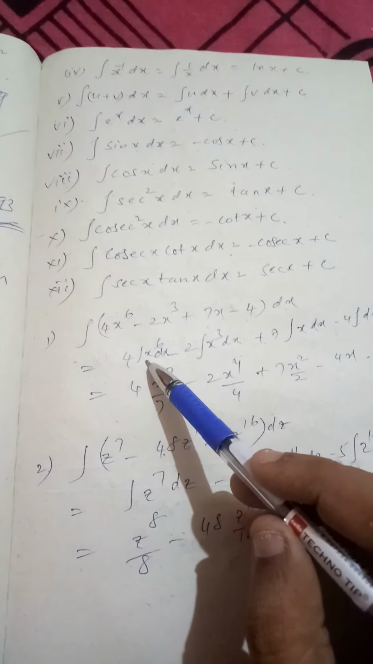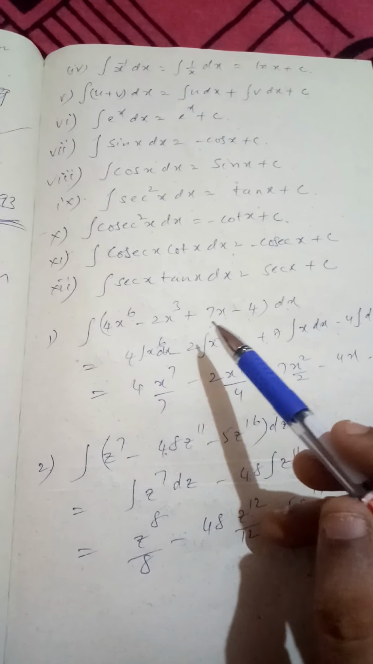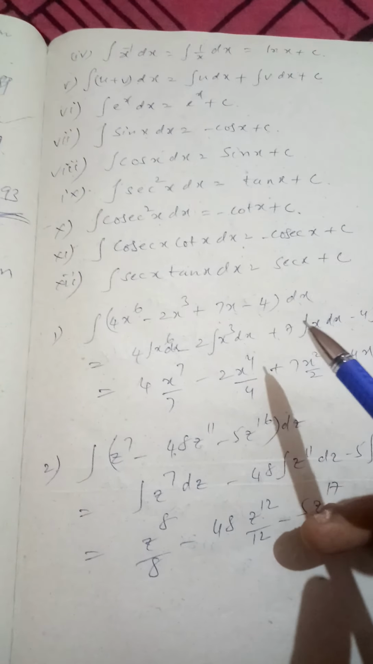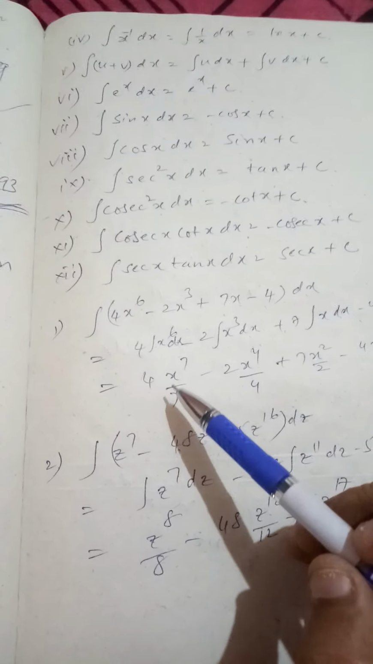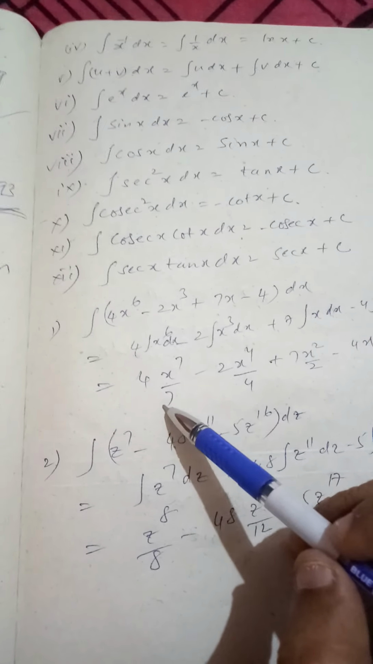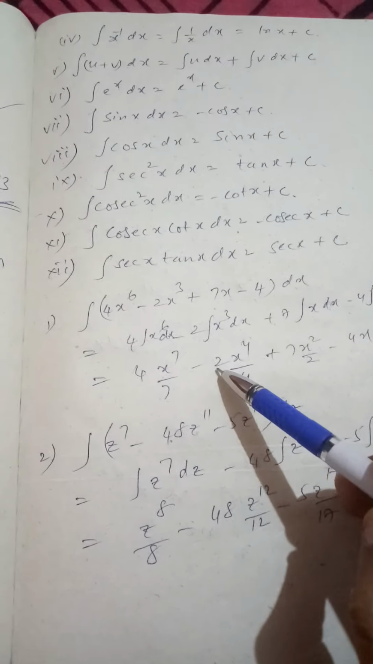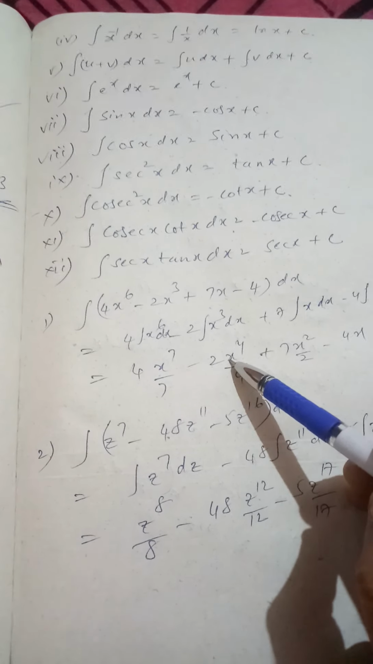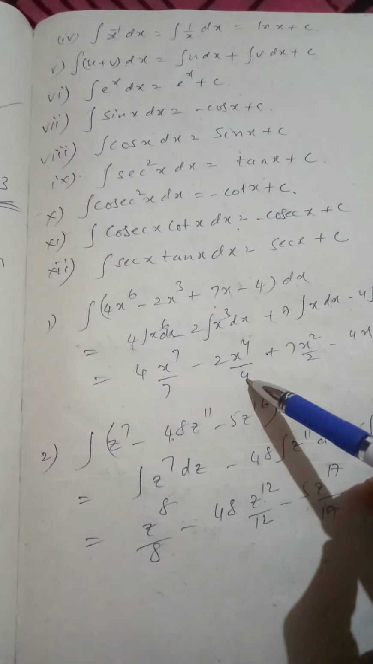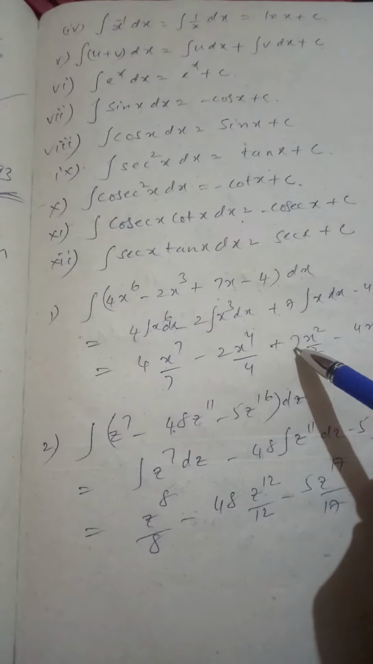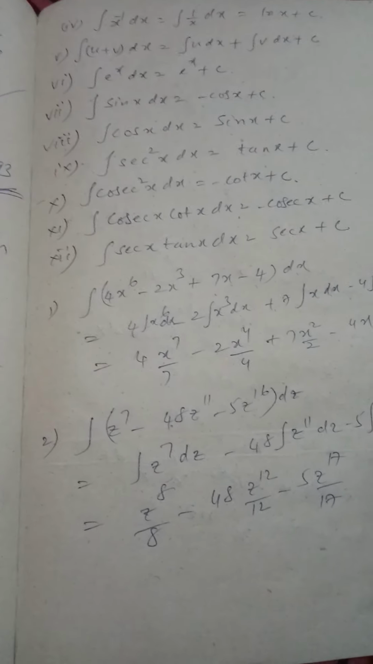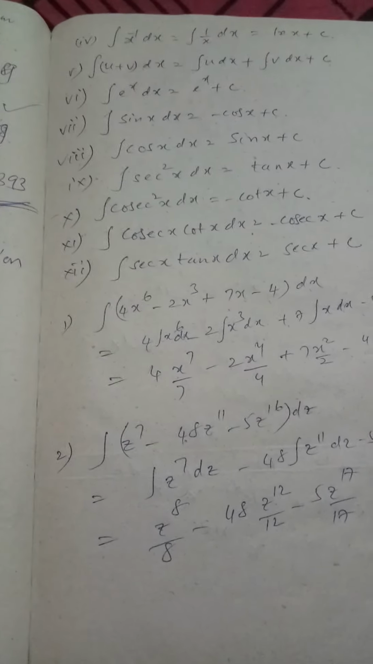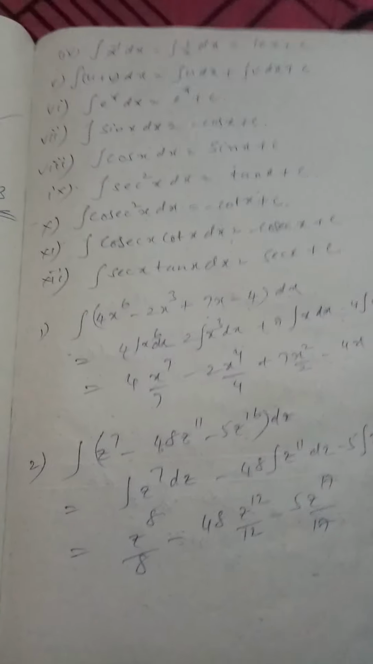So integration of x^6 dx will be, we have seen the formula, x^n it is x^(n+1) by n+1. So it will be x^(6+1) by 6+1. Similarly, minus 2 into x^(3+1) by 3+1. Similarly, this will become 7 into x^2 by 2 minus 4x. The simplification part I am leaving to you. The procedure is more important.